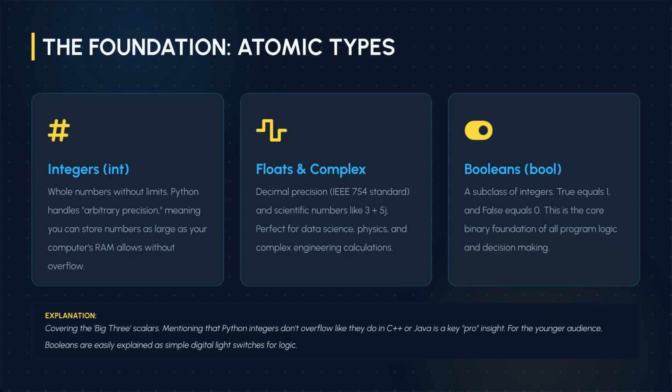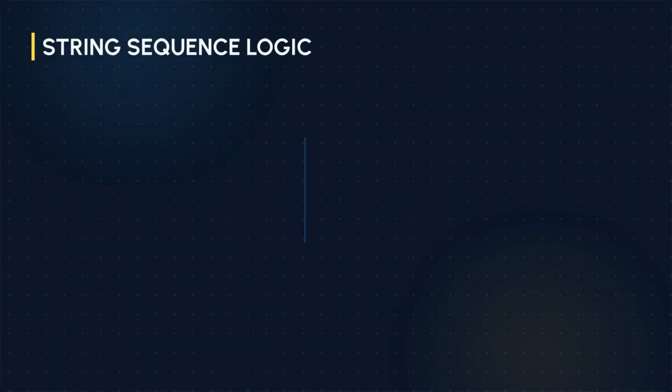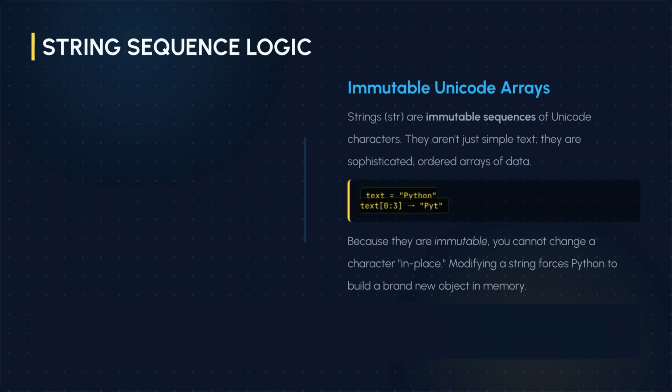Let's start with the atomic types. Integers offer arbitrary precision, handling huge numbers without overflow. Floats and complex numbers are for precision-heavy data science. Booleans, true or false, form the binary foundation for all program logic. Strings are not simple text, but immutable sequences of Unicode characters. Being immutable is critical. Modifying a string, like slicing here, forces Python to build a brand new object in memory. Repeated concatenation can be slow.